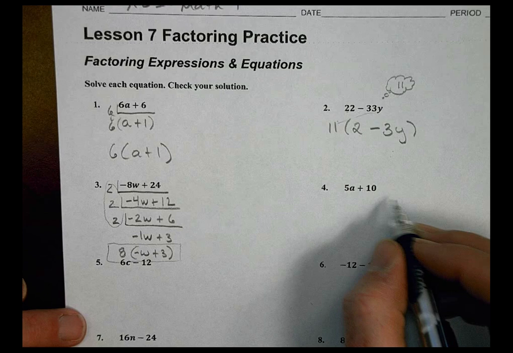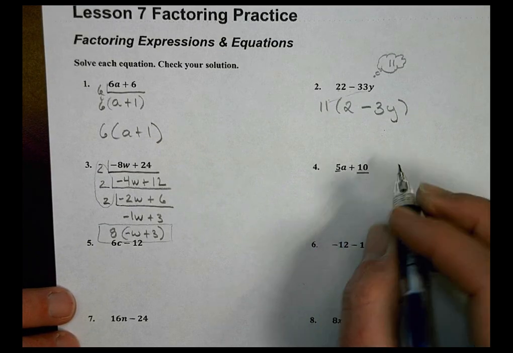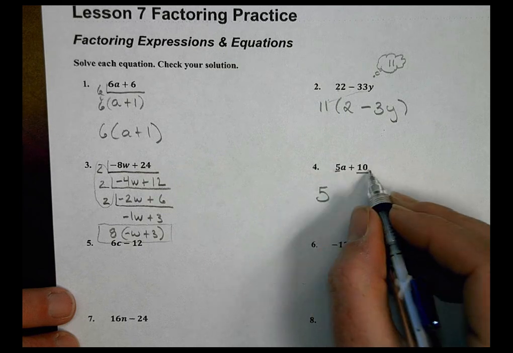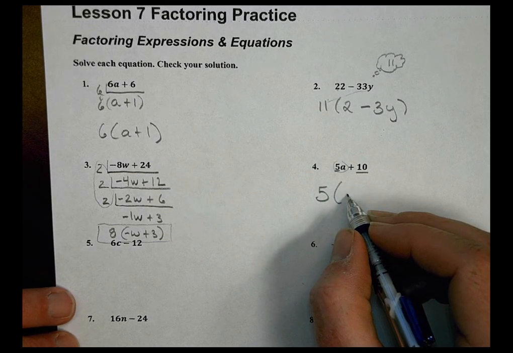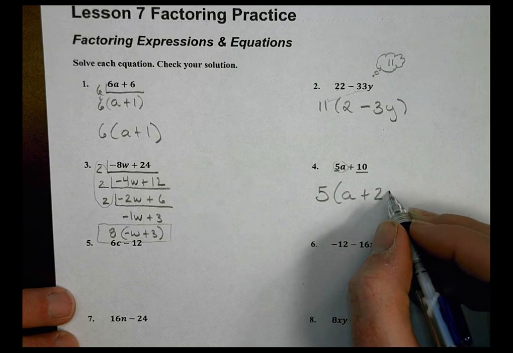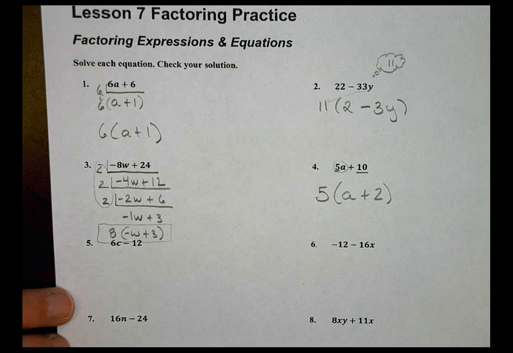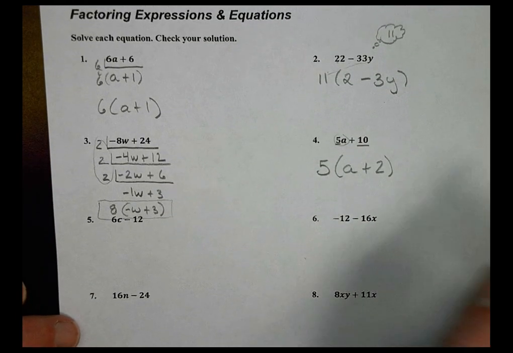Sometimes, though, you can see right away what you can factor out. In this case, I have a 5 and a 10, and 5 is a part of both of those. How many 5's are in 5a? Just 1, so I just write down a. And how many 5's are in 10? There are 2, so I write down 2. All right, so let's look at some other ones here. So that's 1, 2, 3, 4.